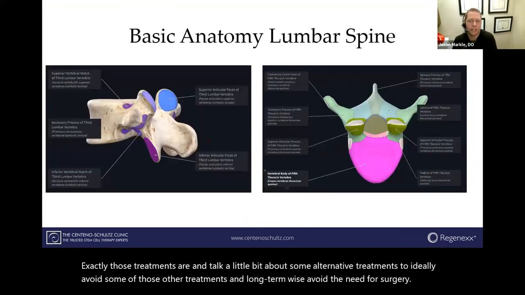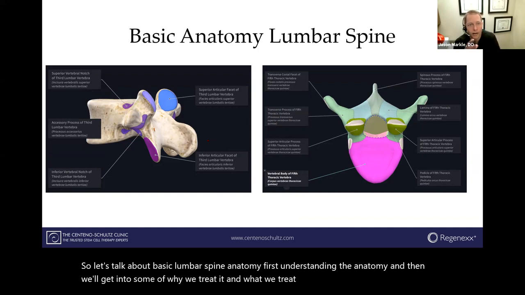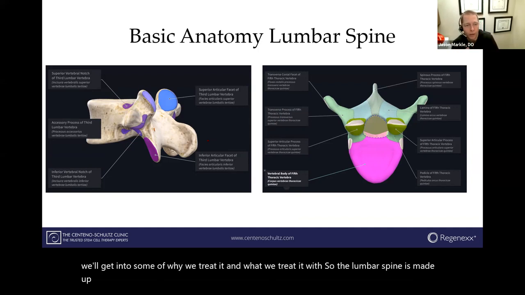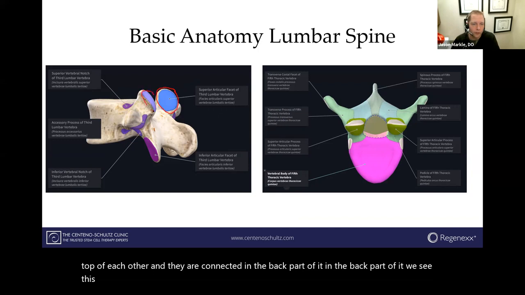So let's talk about basic lumbar spine anatomy. First, understanding the anatomy, and then we'll get into some of why we treat it and what we treat it with. So the lumbar spine is made up of 5 different lumbar vertebrae. And they're basically lumbar bones that are stacked on top of each other, and they're connected in the back part of it. In the back part of it, we see these small oval circles. There's 2 on the top and 2 on the bottom.